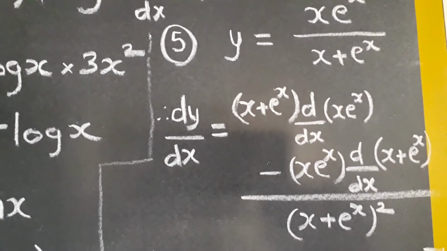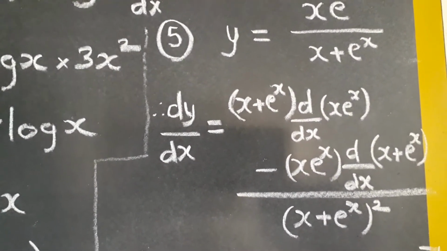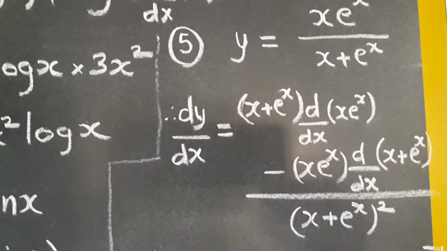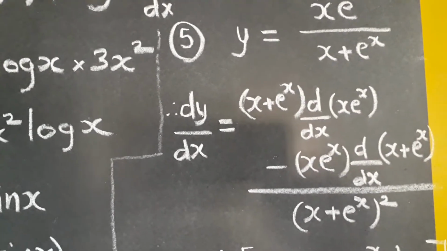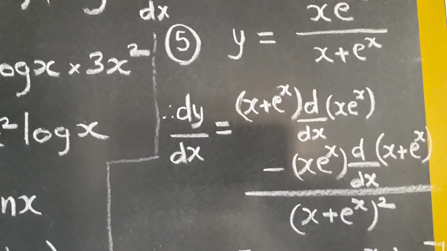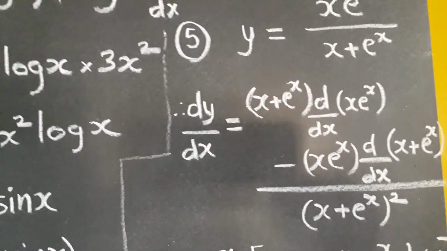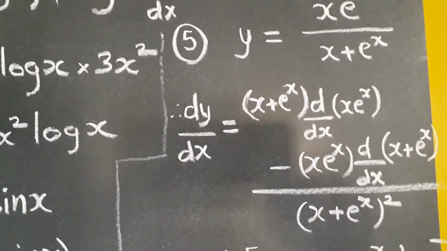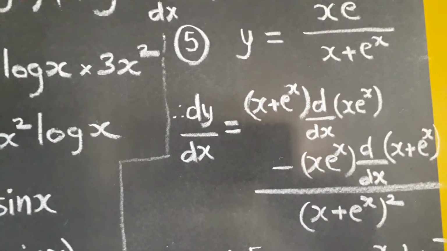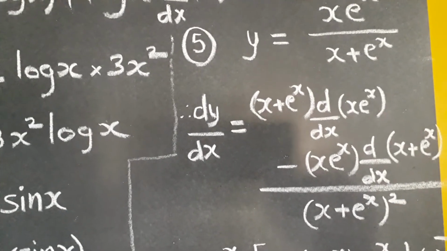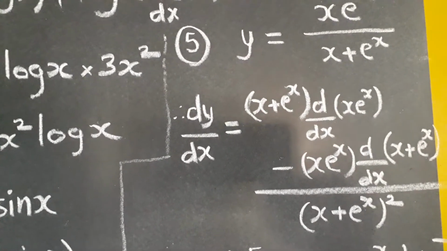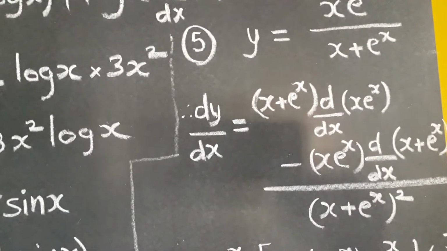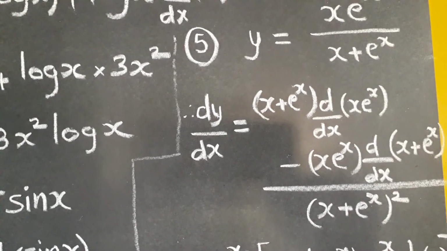Here, once again we ask the same question: how many terms are there? Only one term is there, x into e raised to x. Is there any multiplication, division? Yes, it is a multiplication over here. And is there any constant coefficient? No constant coefficient. So we have to make use of the product rule. The product rule says: write the first factor as it is, multiplied by the derivative of the second factor, plus the second factor multiplied by the derivative of the first factor.